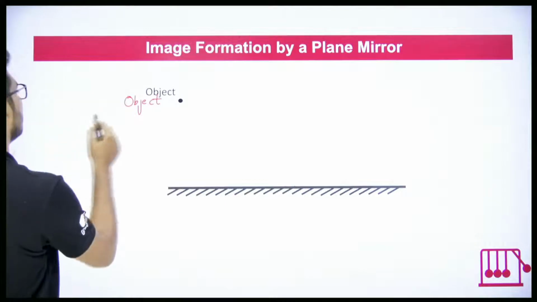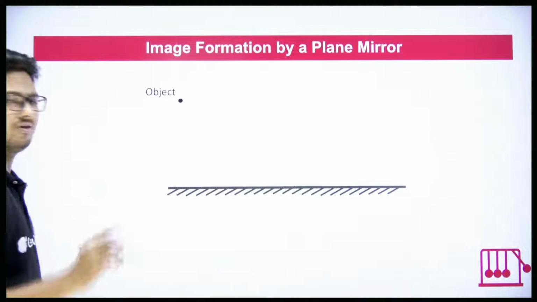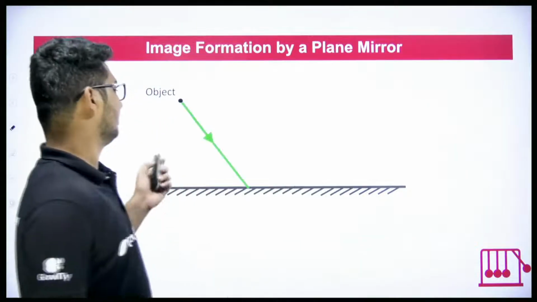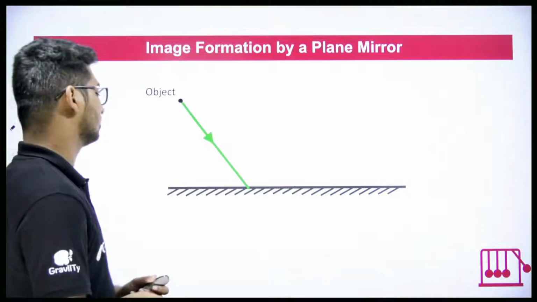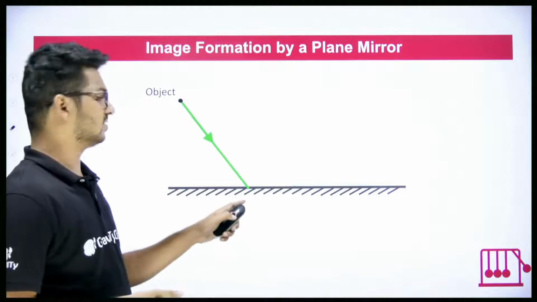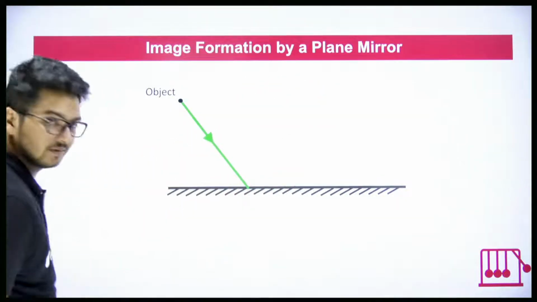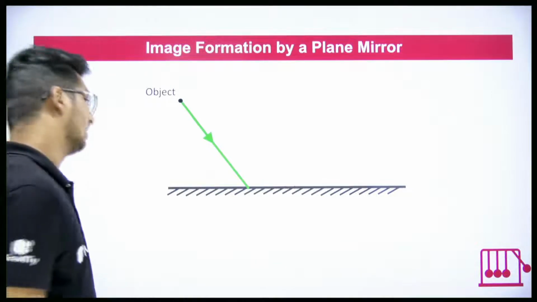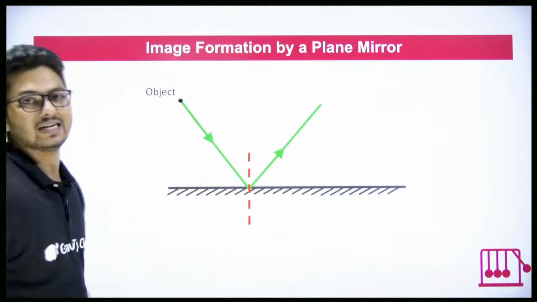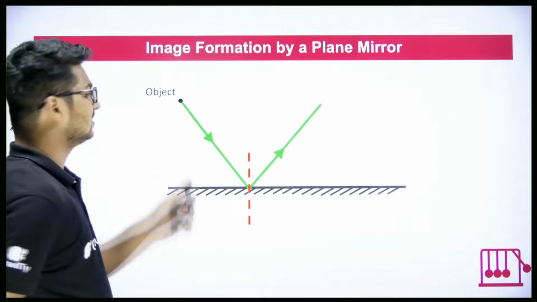That point I am taking as what? The object. Now the rays will always start from an object. So let's say we take one ray starting from an object. Now this ray from the object is incident on the surface. Here we are taking the surface as a plane mirror. Then what happens? Reflection happens. How? You draw the normal and this is the reflected ray. Clear? Then this is one ray.